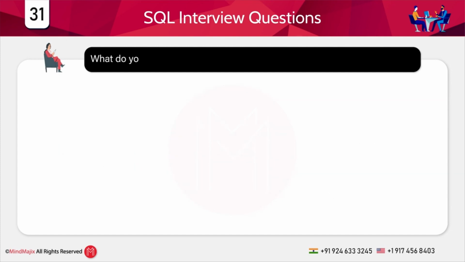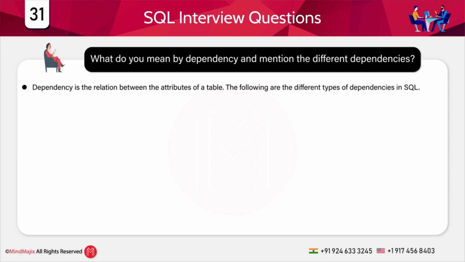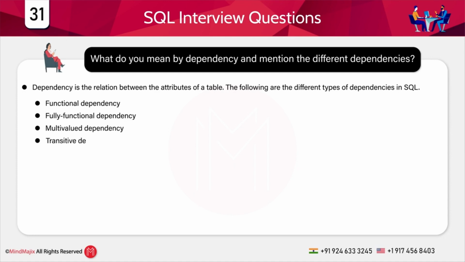What do you mean by dependency, and mention the different dependencies? A dependency is the relation between the attributes of the table. If you talk about the different types of dependencies, these are the various types, as you can see on the screen: functional dependency, fully functional dependency, multi-value dependency, transitive dependency, and the partial dependency.